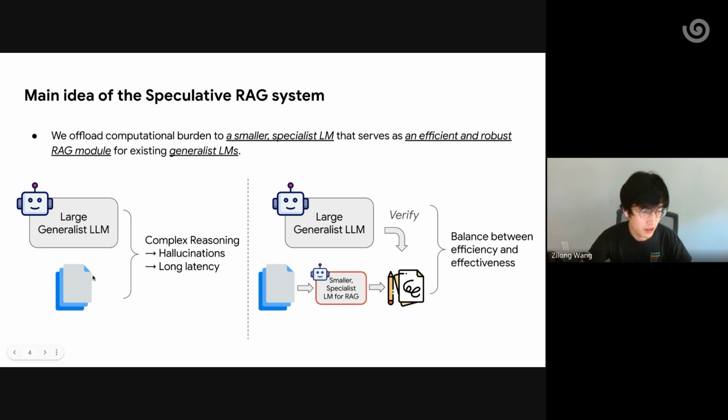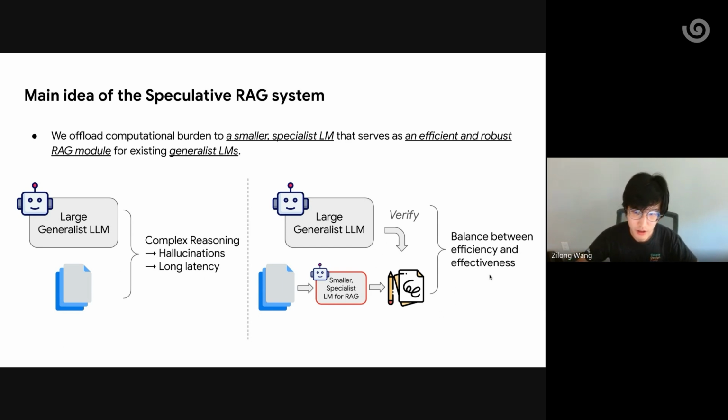On the left is the standard RAG. That's the usual paradigm when we do RAG. The large language model could be Gemini, GPT-4, or Llama 3. That's very, very large. So if we input too many documents to it, there will be long latency, and maybe the complex reasoning will lead to hallucination.